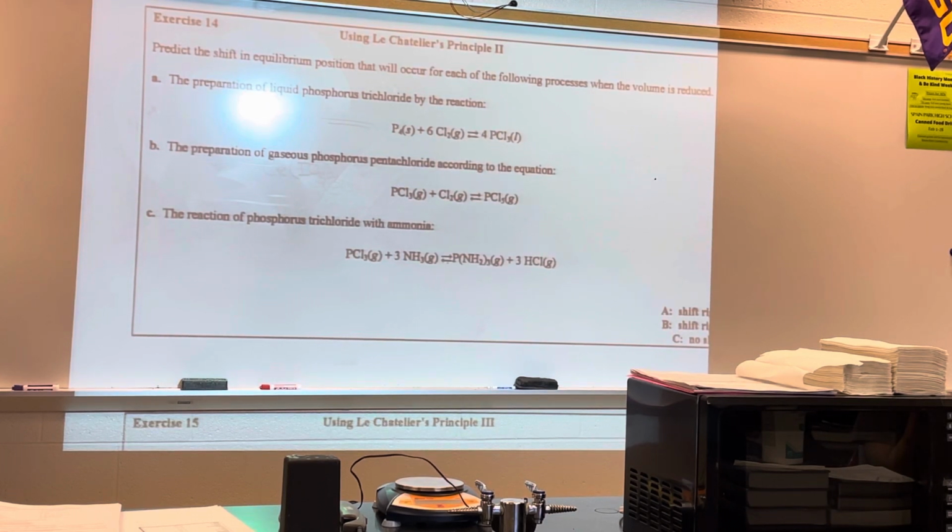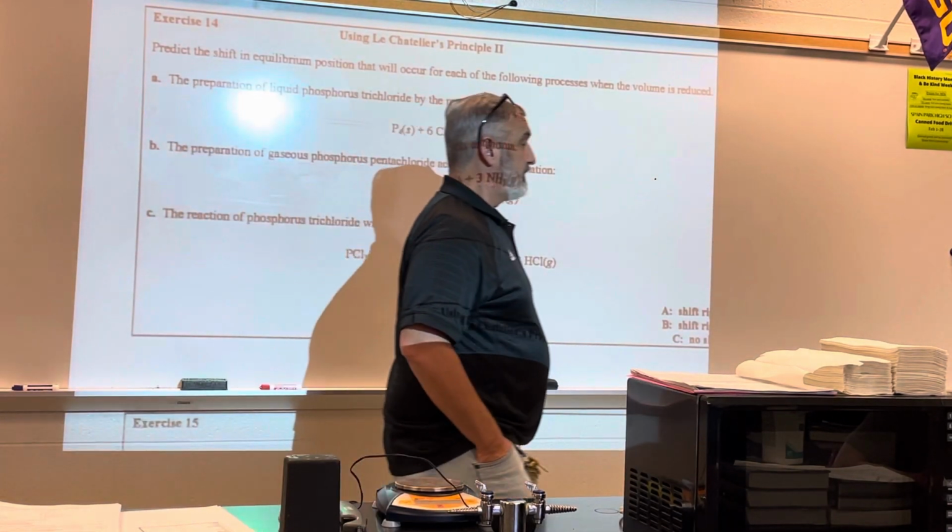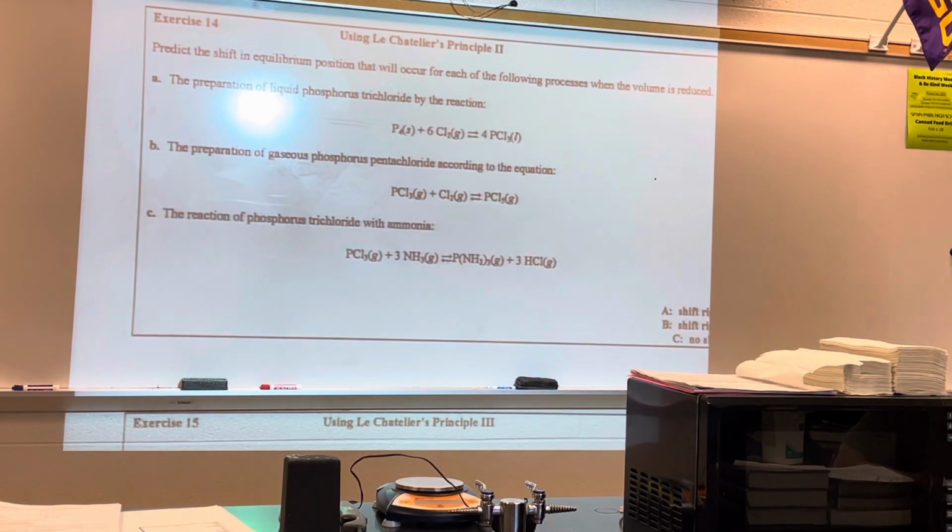It stays the same. Well, how many moles of gas do we have on the right? It's 4 and 4. How many do we have on the left? 4. So basically, it's not going to shift. Okay? What if volumes increase? If volumes increase, the exact reverse. It's going to favor the side with more moles of gas.